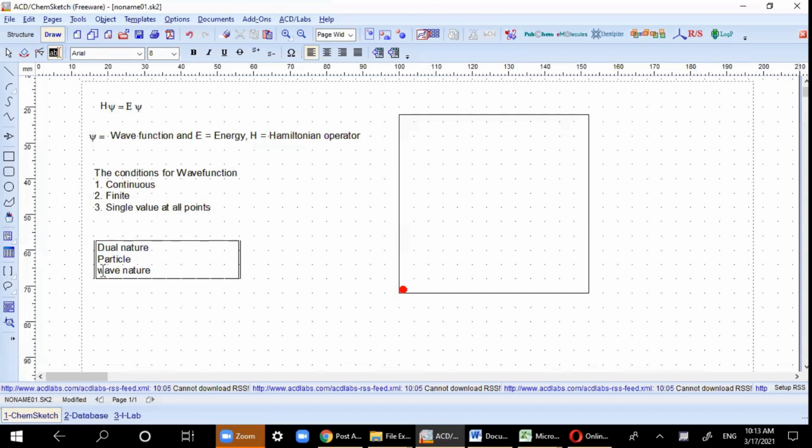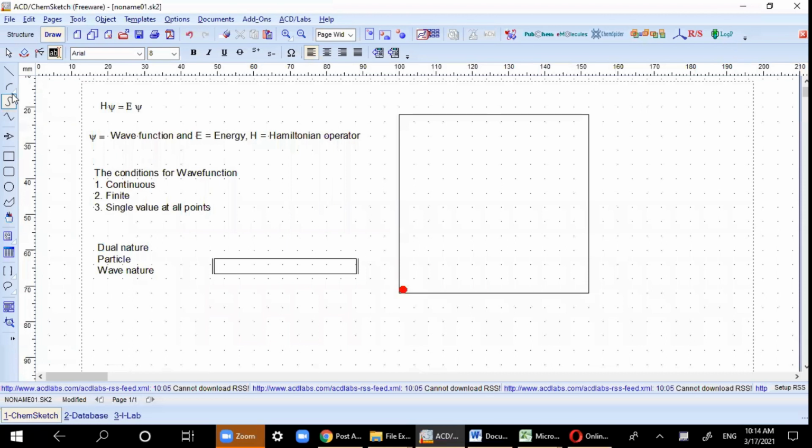Okay, so now if you want to derive the solution for the wave function and energy, we have to derive the solution for these two parameters, that is energy and wave function. Prior to that, we are assuming the conditions for the wave function. What are the conditions for the wave function? The wave function is finite, the wave function is continuous, and the wave function has a single value at all points.